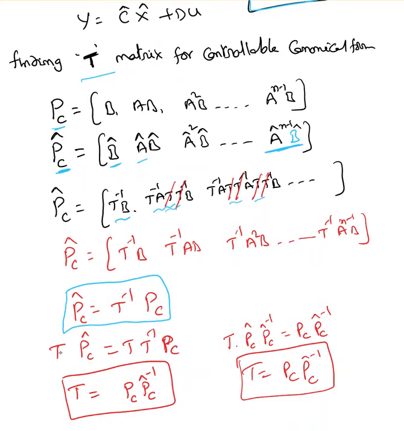Now if I multiply T on both sides, you will end up with T equal to P_C times P_C hat inverse. This is the state transformation matrix for the controllable canonical form.